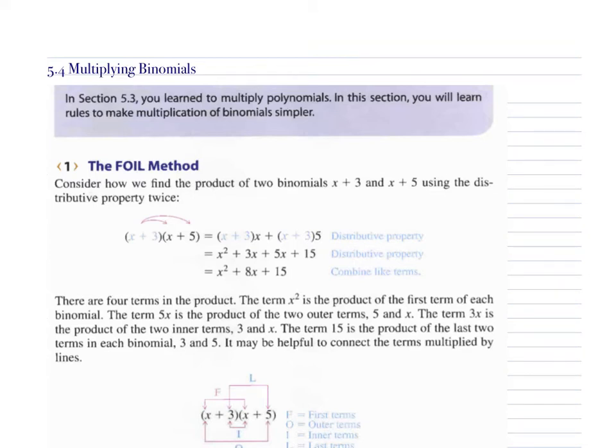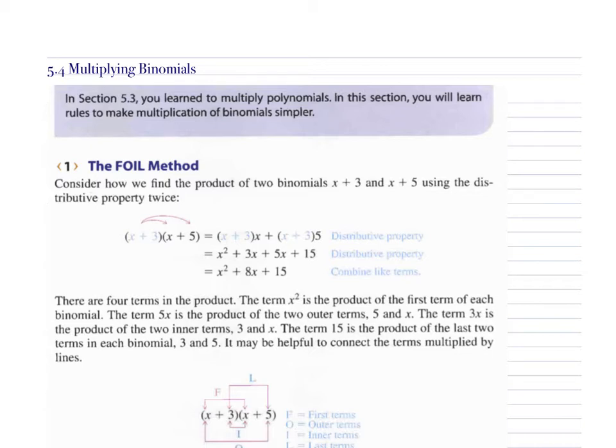5.4 is multiplying binomials. When we are multiplying these binomials, we're going to start with the FOIL method. We kind of introduced this in lesson 5.3 at the very end. FOILing is just first, inner, outer, or first, outer, inner, last.